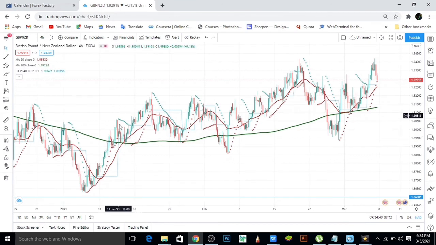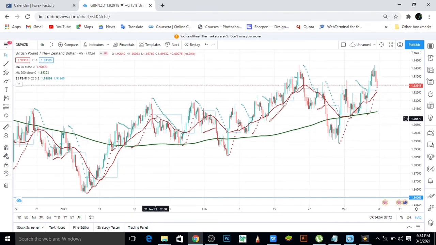At this point, we're in an uptrend because price is above the 200 moving average, so we're looking for buy opportunities. What represents a buy opportunity for parabolic SAR is when you have the dots coming below the candles. As soon as the dots come below the candle, you have a signal to buy.